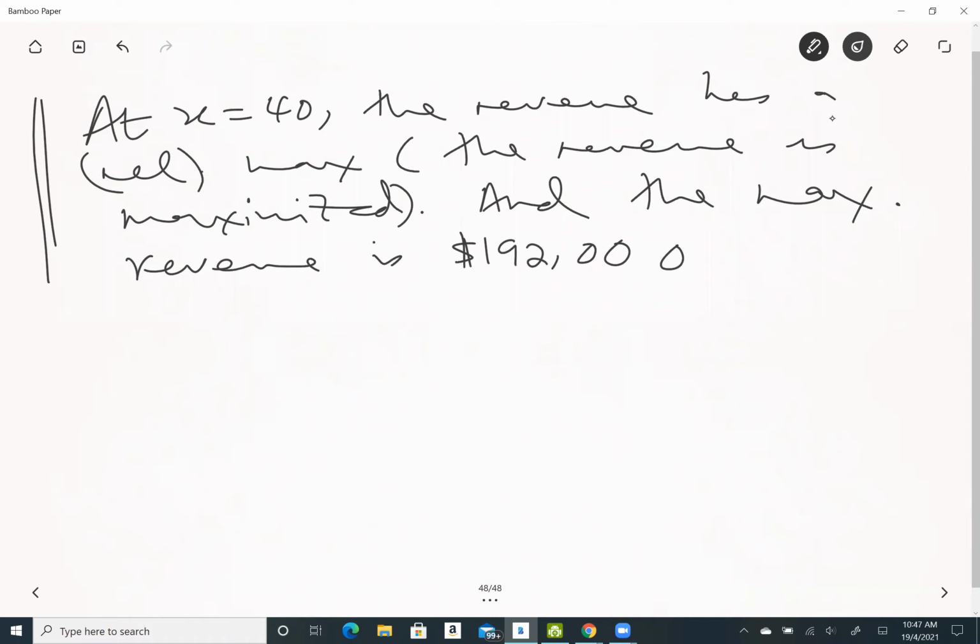So that's how you describe, similar to what we were doing. You are describing that point, and that point is a maximum point. Okay, any question about that? Anything? So that is revenue.